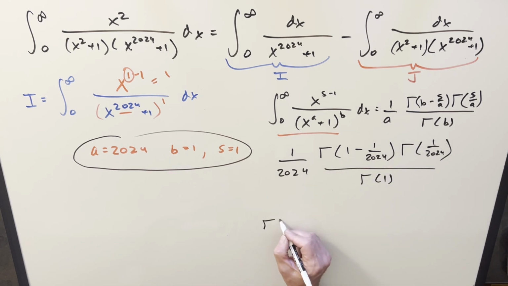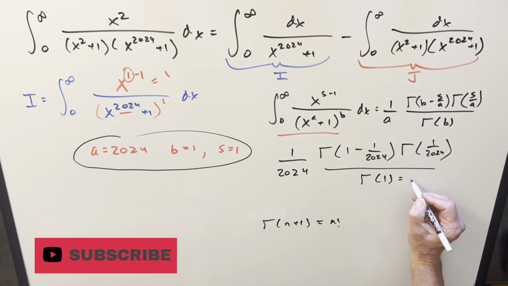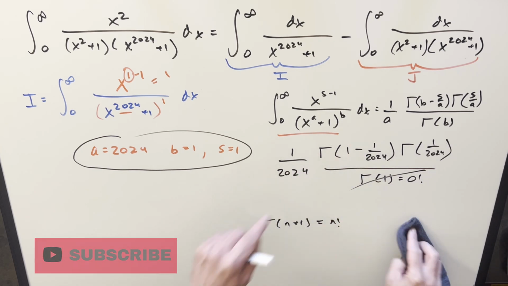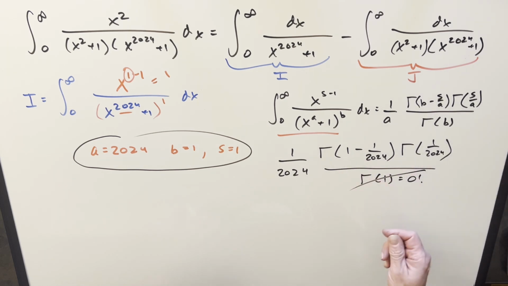Now for gamma of 1, we've got the formula gamma of n plus 1 is the same thing as n factorial, it's just reducing by 1. So this is the same thing as 0 factorial, but that's just 1. And then in the numerator, you'll notice if you add these inputs together, they add up to 1, which tells us we can use Euler's reflection formula on it.